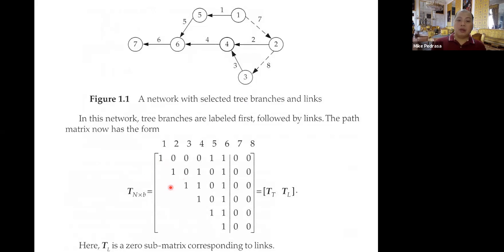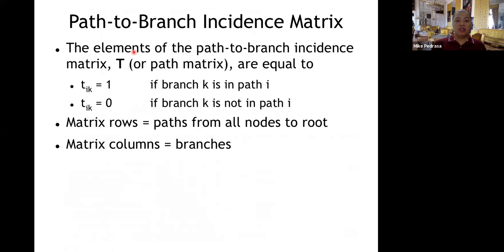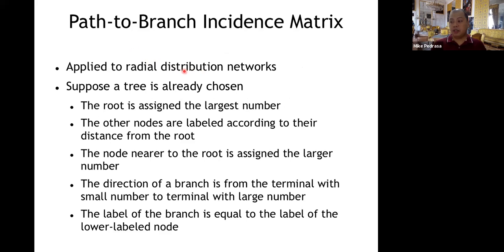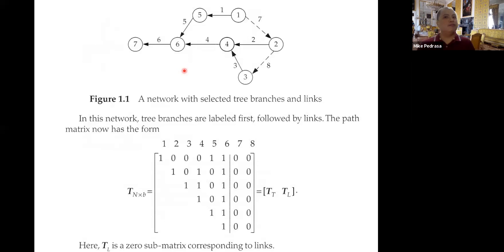Essentially, each row corresponds to a path, a path from each node going to the root of the network. Usually for a distribution network, take note, this applies to a radial distribution network, we have a substation and everything is connected to that substation upstream, like this one. As you go from a particular node to the substation, you just have to identify which branches you are passing through. That is our incidence matrix. So please go through that.